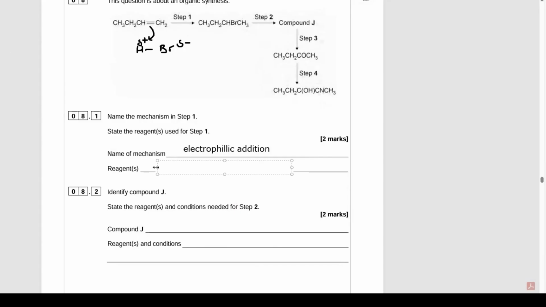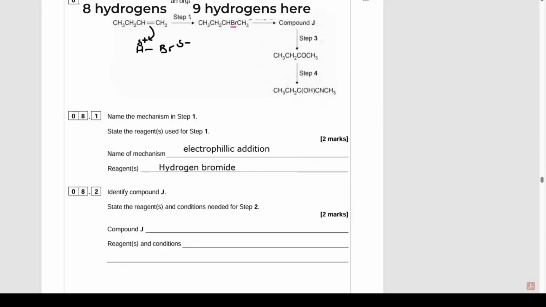And if you don't understand that, you can check the hydrogens. You've got 8 hydrogens on the left of step 1, and you've got 9 on the right. So it's addition. You've been adding to it, and you've added a bromine atom, and the double bond has disappeared. So it's electrophilic addition, and the reagent is hydrogen bromide. And just to confirm that for you, let's underline where the hydrogen and the bromine have been added on.